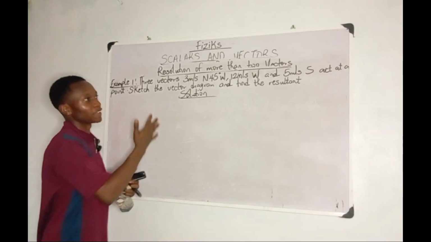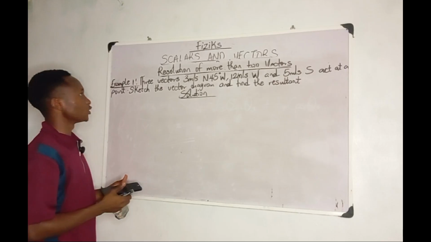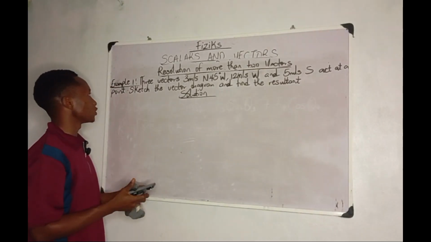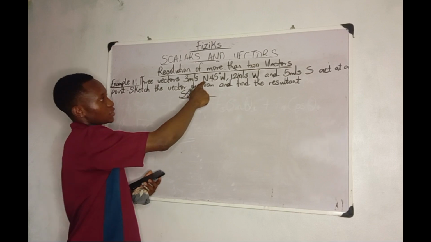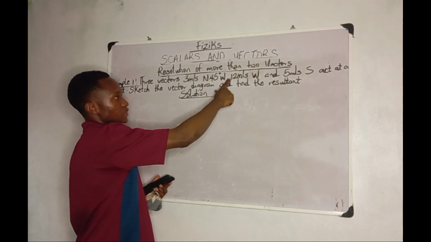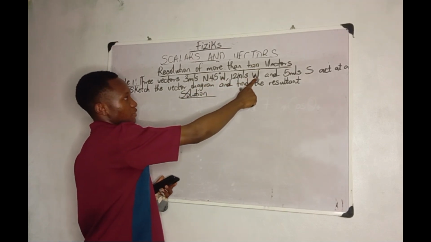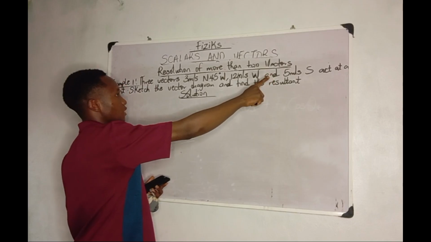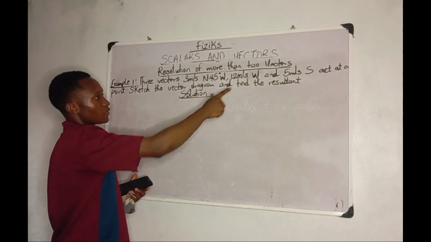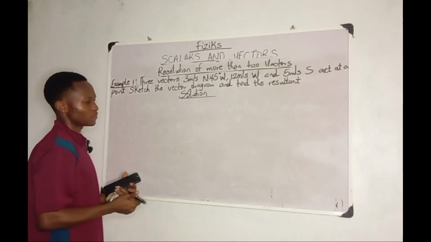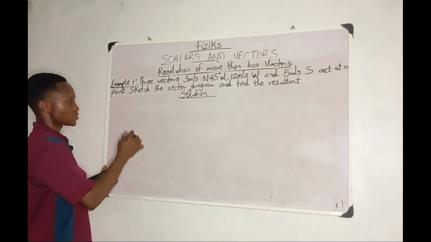And here in MindSpring Academy, we have a question on resolution of more than two vectors, and it says three vectors, 3 meter per second, N 45 degrees W, 12 meter per second west, and 5 meter per second south act at a point. Sketch the vector diagram and find the resultant. This should be very, very simple. You don't need to stress yourself.